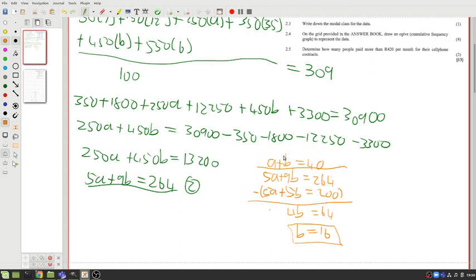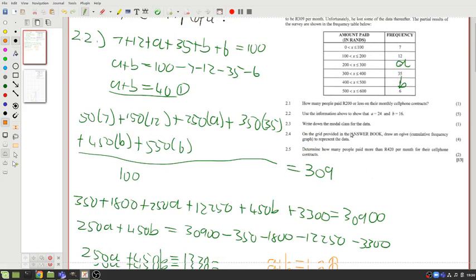I'm going to use this one. That looks like the easiest, equation 1. So I'm going to say a plus, and then instead of b we have 16 equals 40. So a equals 40 minus 16, which means that a equals 24. Perfect. So we're done.